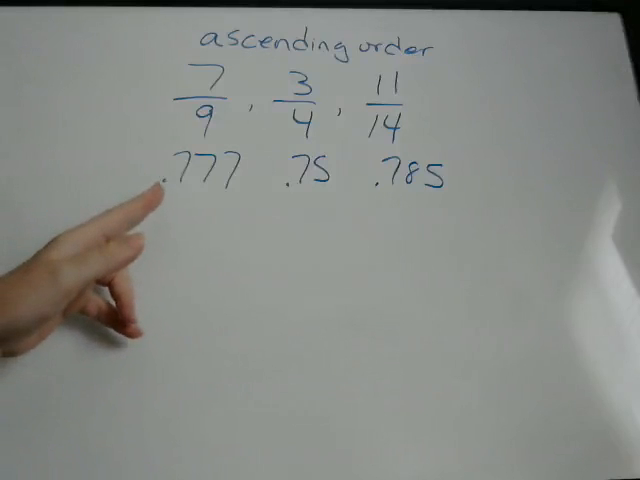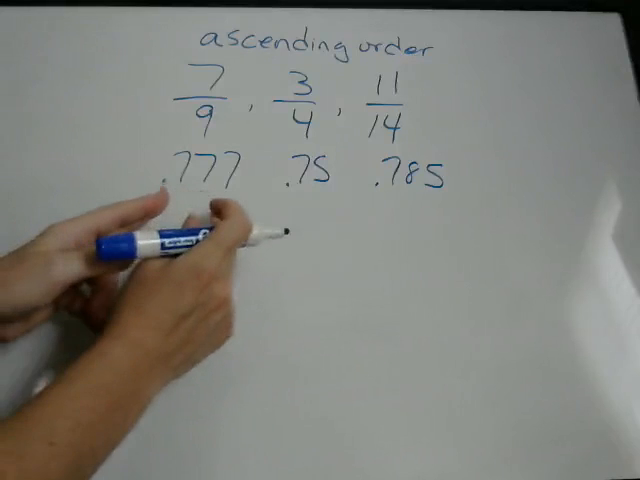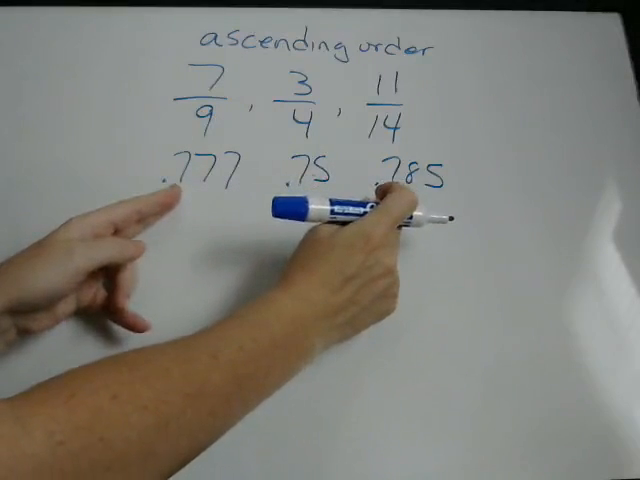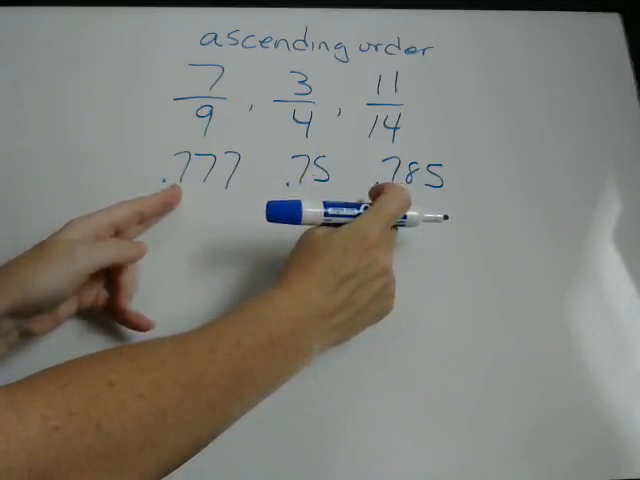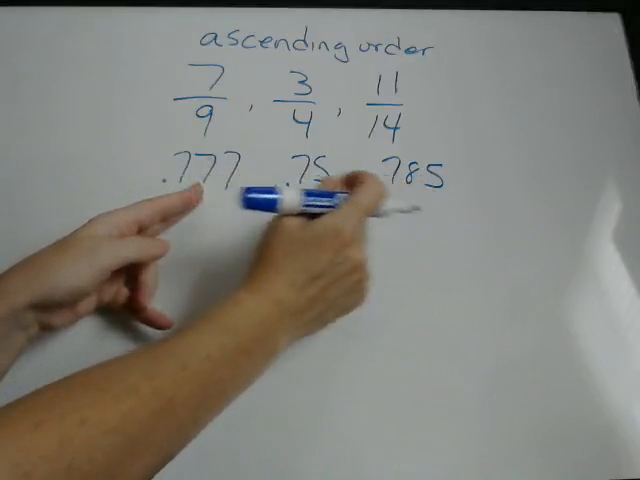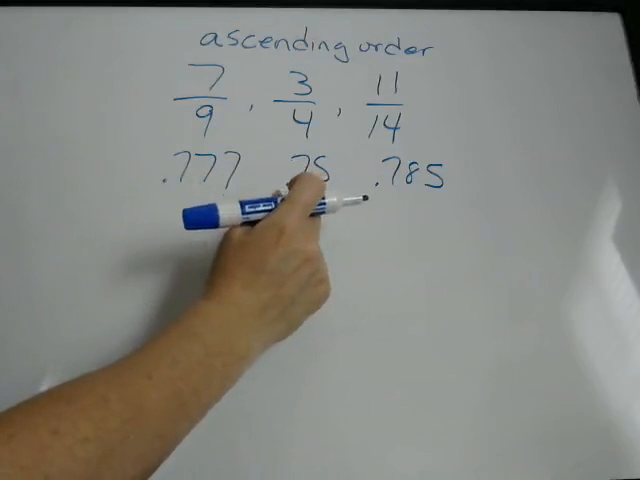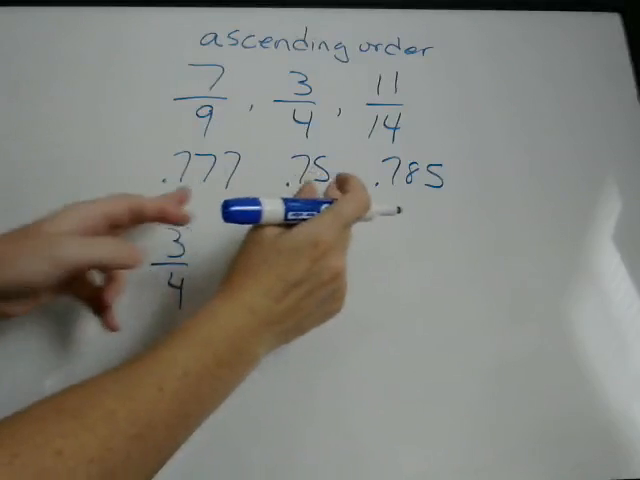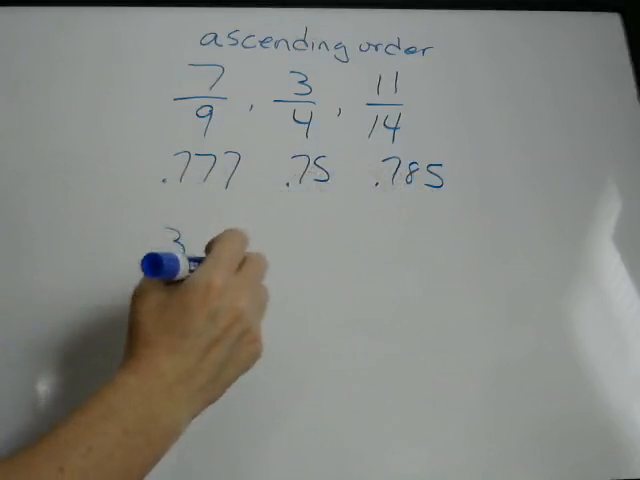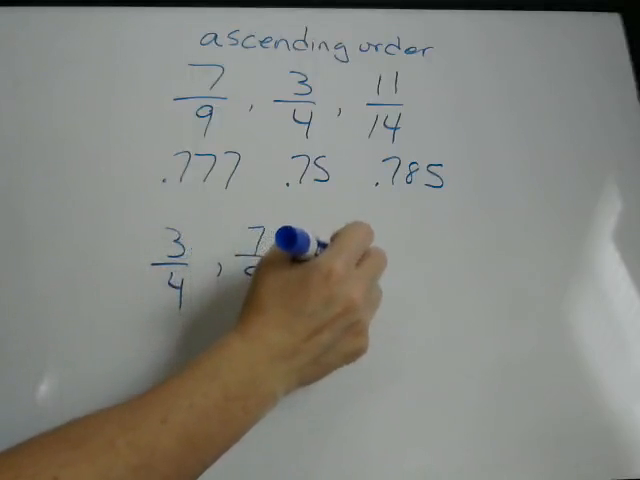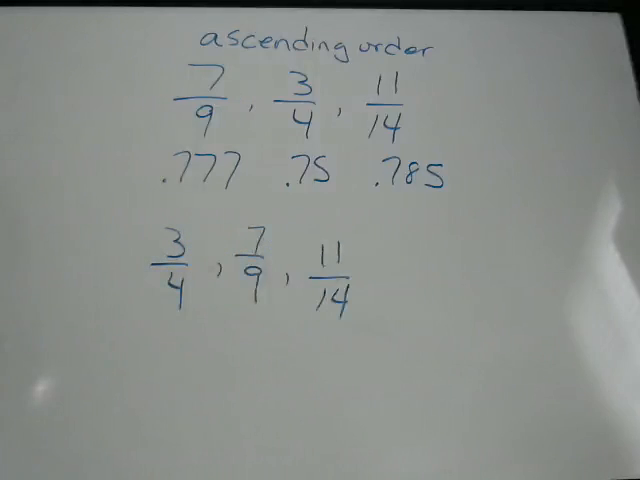Remember, when you're comparing decimals, you just first look at the first number. So we're going to look at the 7. There's a 7 here, there's a 7 here, so they're equal as far as the first number goes. So you go to the second number. There's a 7, a 5, and an 8. Well, 5 is the smallest, so 3/4 is going to be the smallest number. And then you have a 7 and an 8. Well, 7 is smaller, so 7/9 is going to be the next smallest number, and then 11/14.